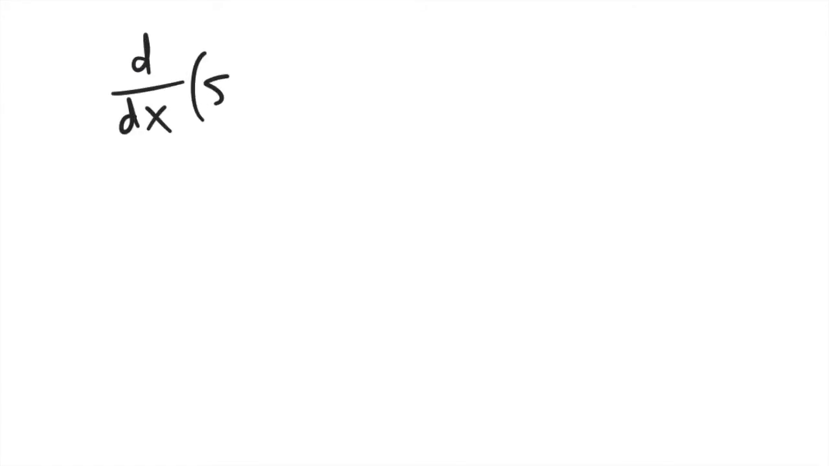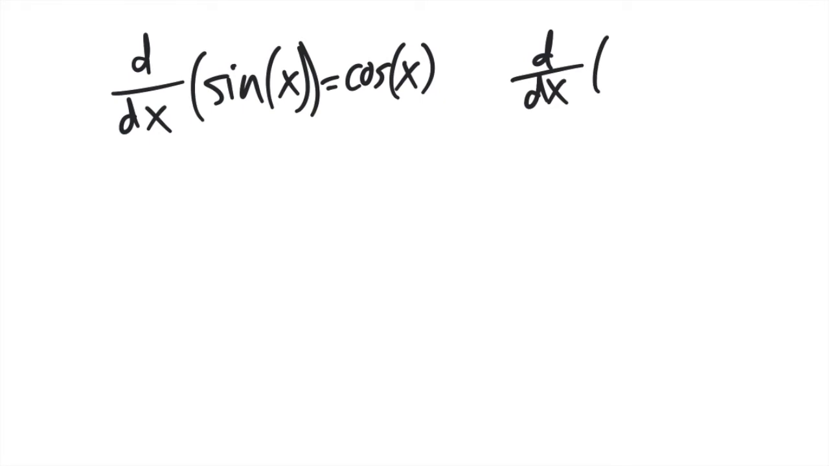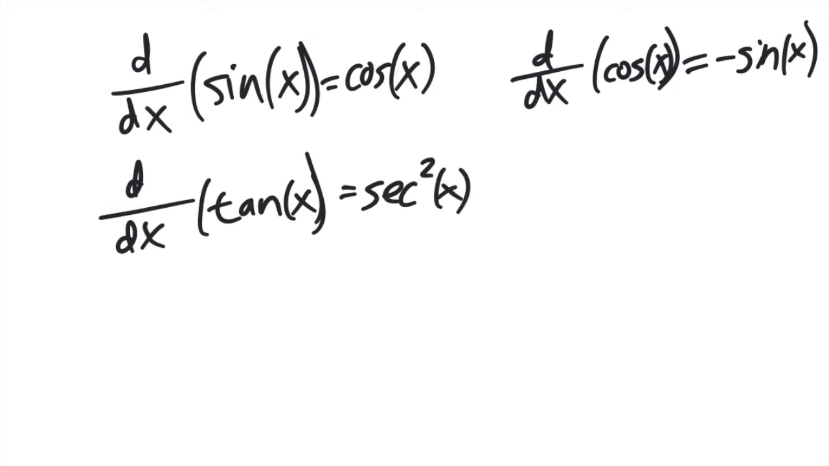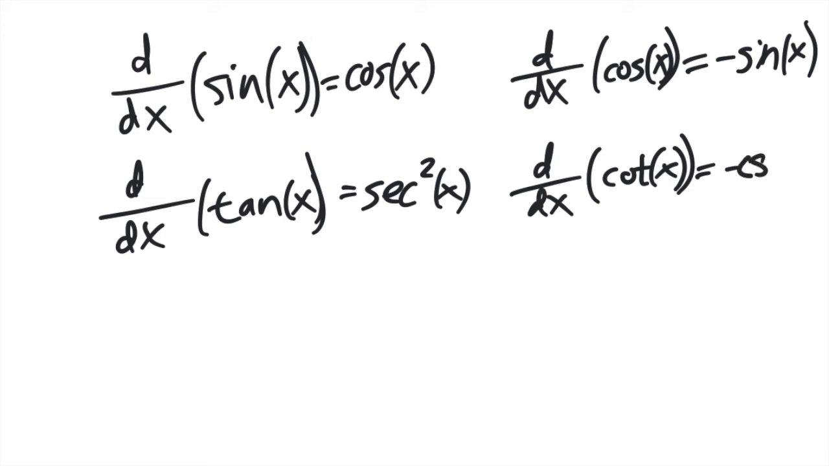D over dx of the sine of x is equal to the cosine of x. D over dx of the cosine of x is equal to negative sine of x. D over dx of the tangent of x is equal to the secant squared. D over dx of the cotangent of x is equal to a negative cosecant squared.